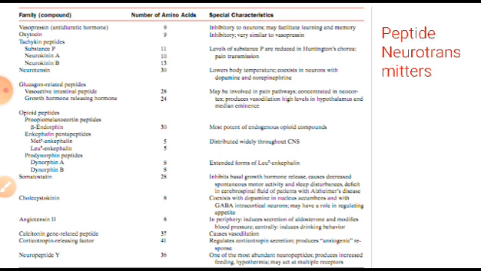Here one more table is given. I have taken this table from Lippincott, on peptide neurotransmitters. You can read out the family of compounds, the number of amino acids they have, and what special character they perform.